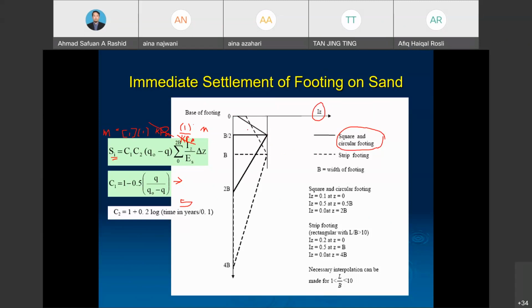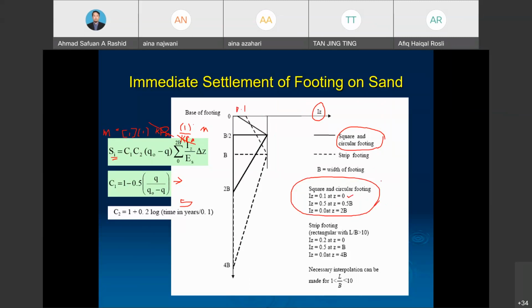Okay, so what is the value of the IZ under square and circular footing? Okay, so based on the diagram, we may refer to this value. Okay. So for example, if at Z 0, the Isaac is equal to 0.1. Okay. So this is not on the scale. Okay. Kalau awak nak buat proper, awak put in the scale.